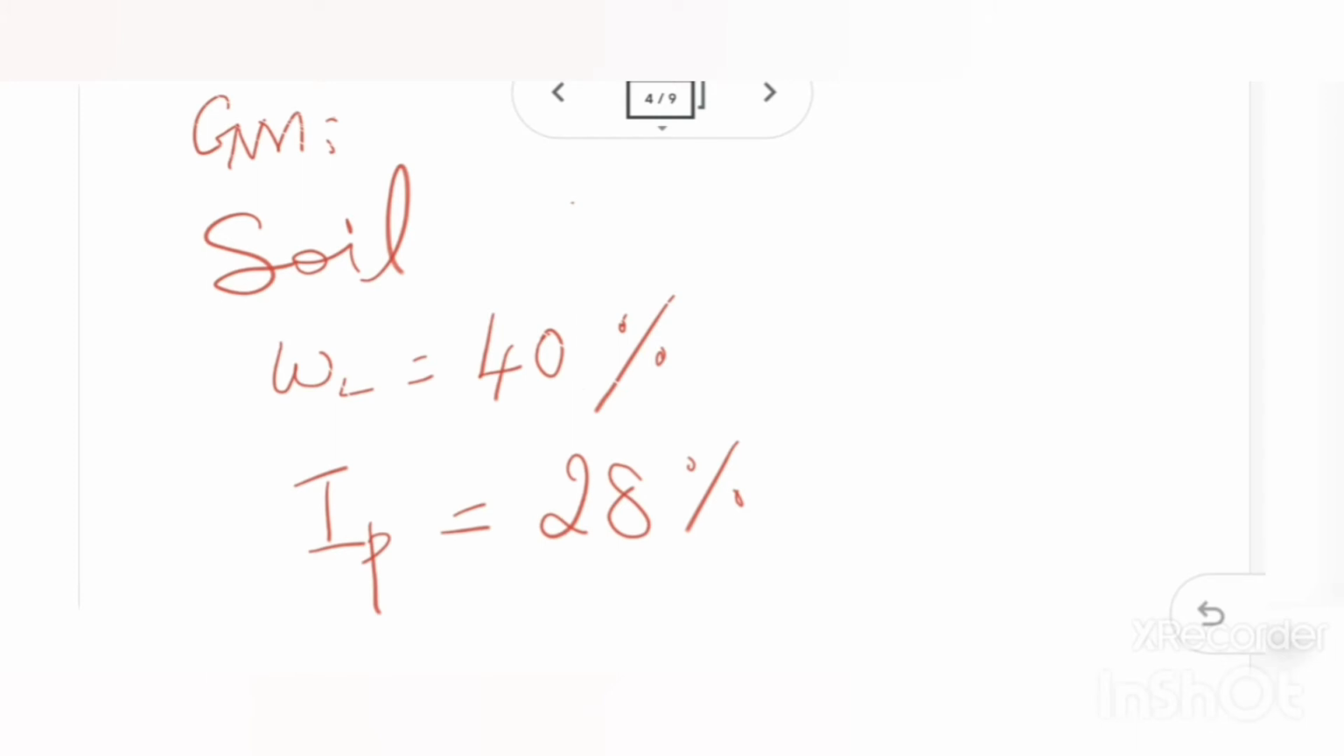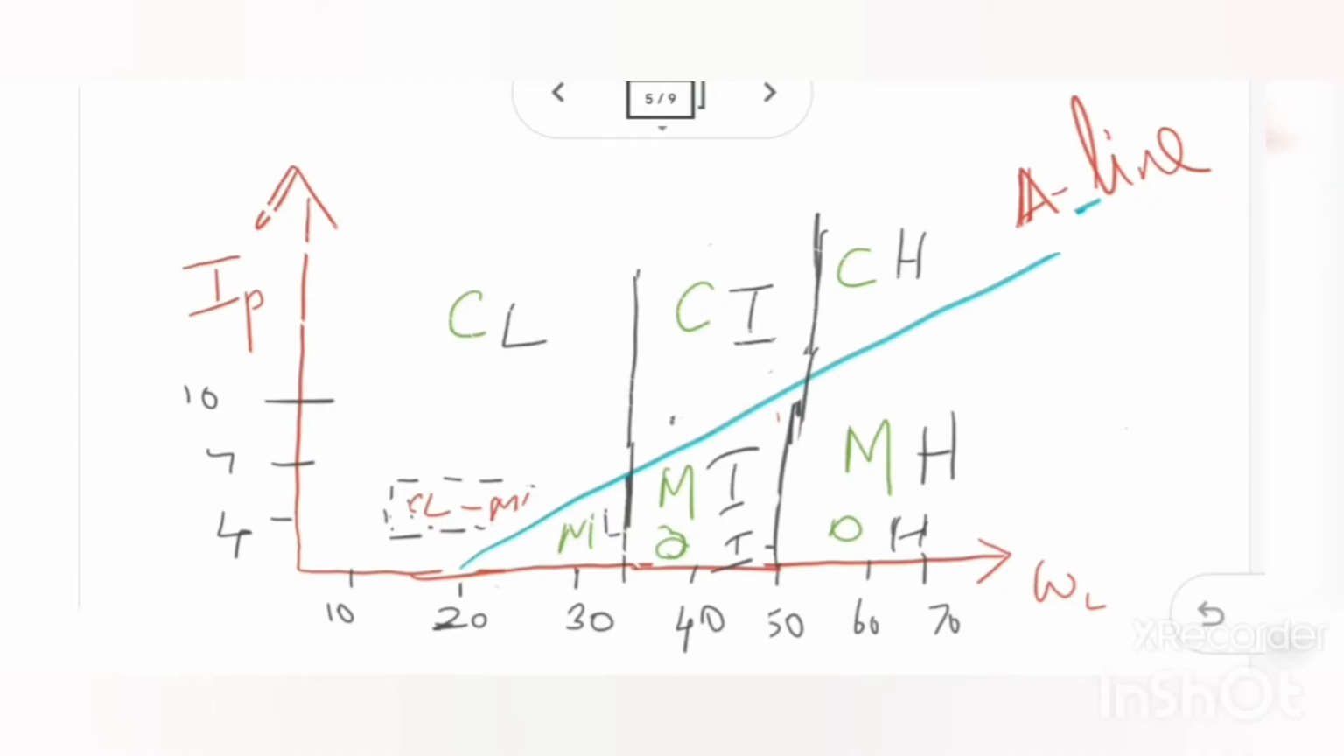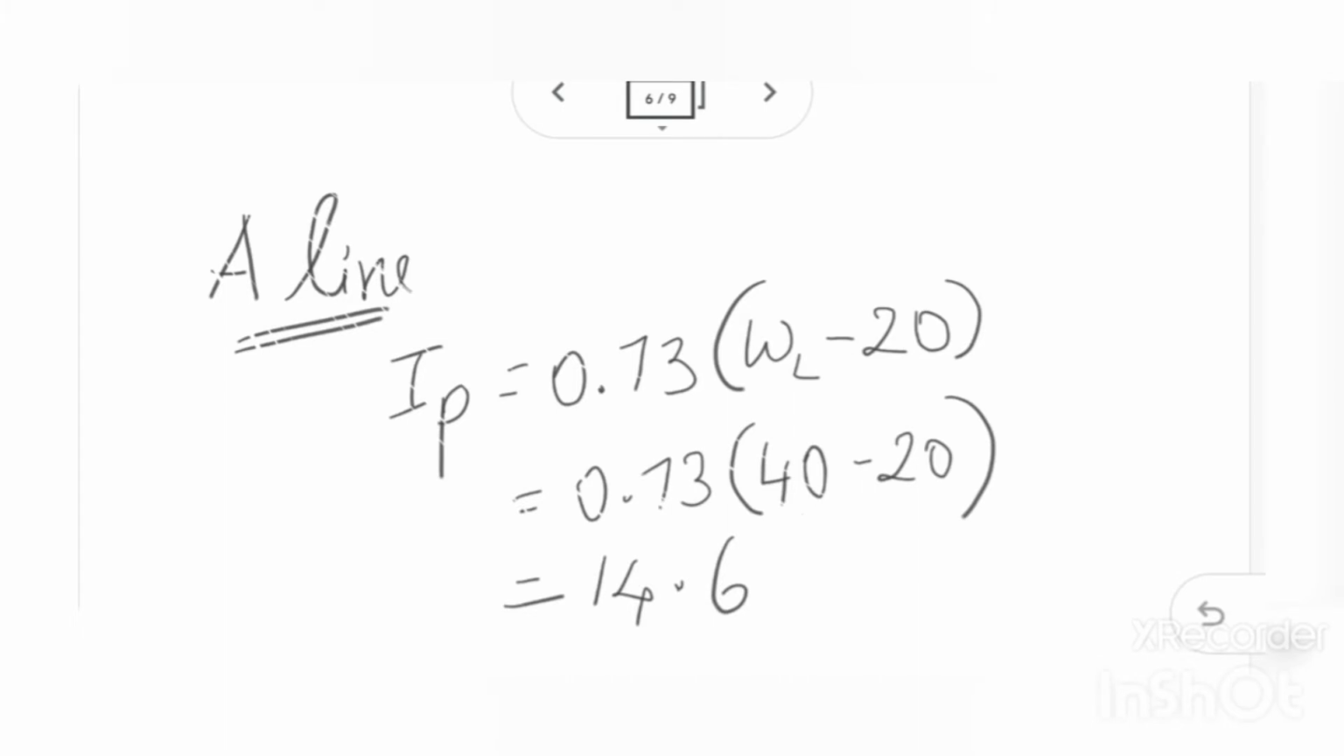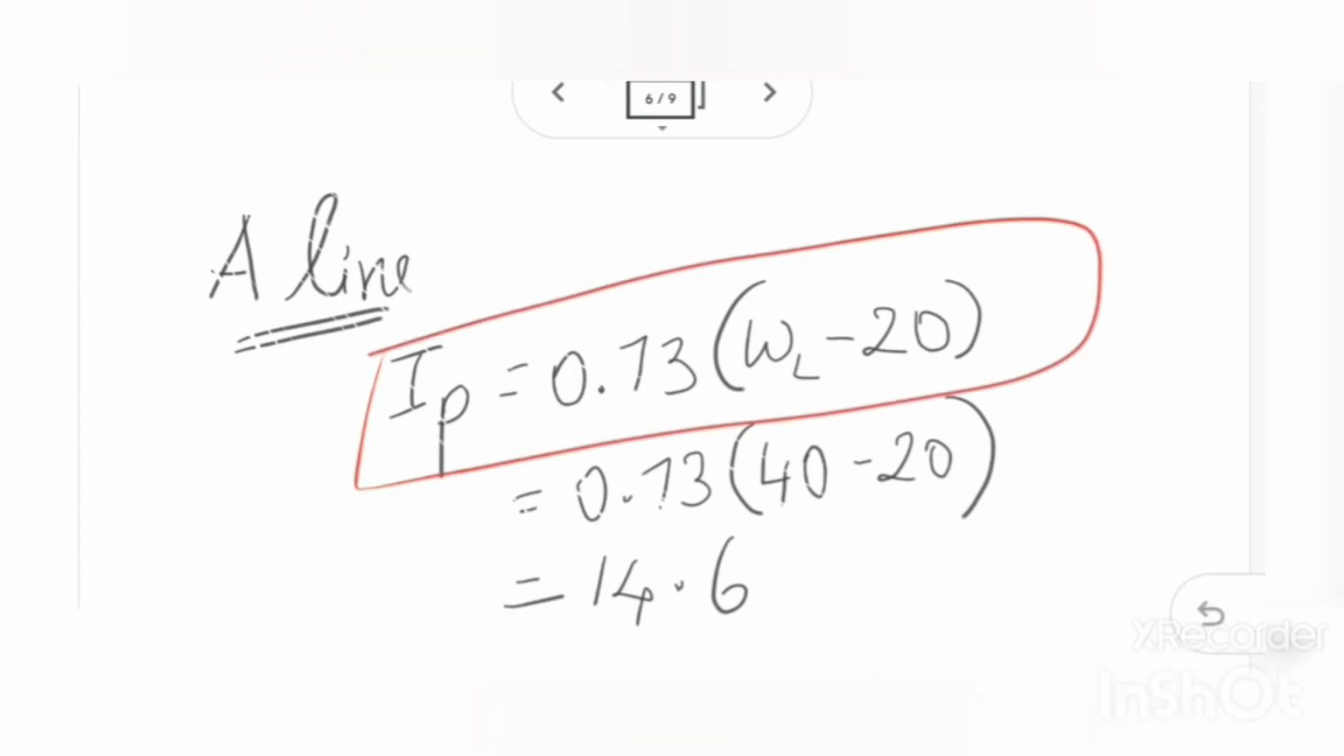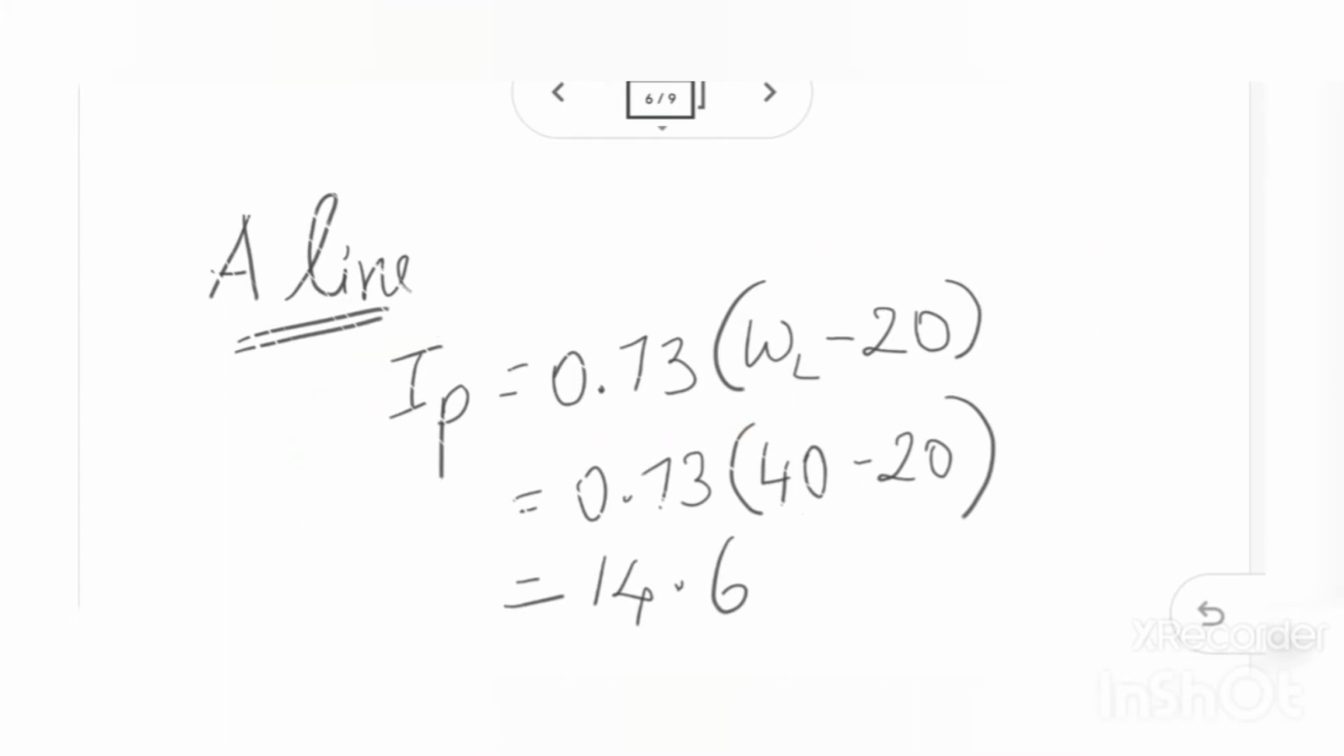For this particular soil, they have given the liquid limit and plasticity index. To locate the soil in this plasticity chart, we need to first locate the A line. To find the A line, we know the IP formula is 0.73 into WL minus 20. If we substitute our liquid limit 40 in this, we get IP to be 14.6. So from this we can locate our A line.